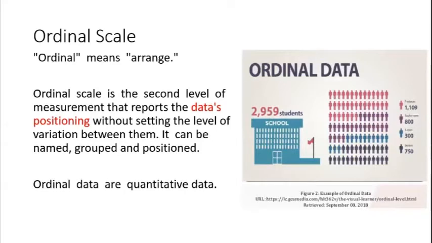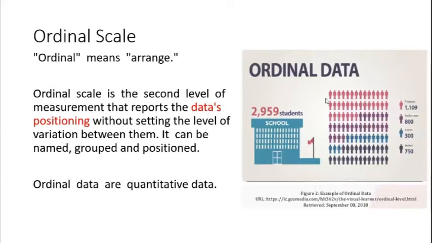The second level of measurement is the ordinal scale. The word ordinal means arrange. Okay, so this reports the data's positioning without setting the level of variation between them. You can be named, grouped, and positioned. So the ordinal data are quantitative data, meaning the data that we have in our study is quantitative in nature, meaning we deal with numbers.